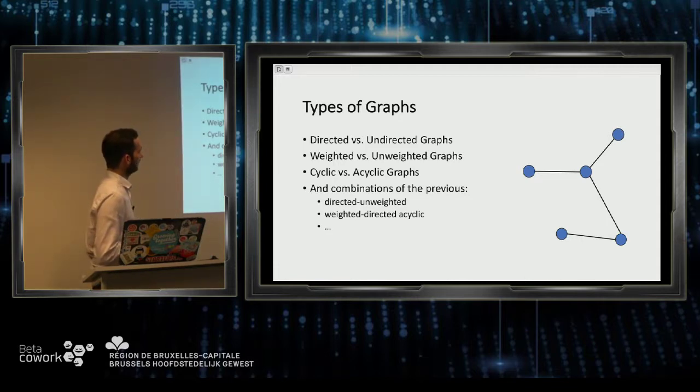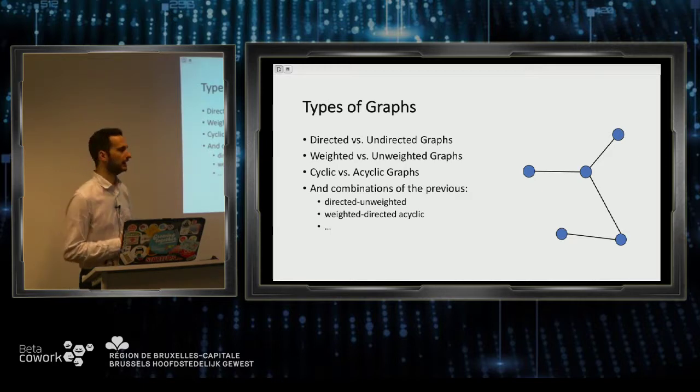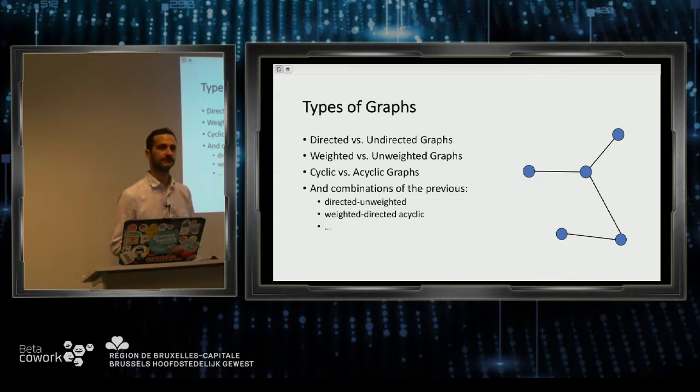We can also have cyclic and acyclic graphs, as well as combinations of these three categories, which are the main categories of graphs. For instance, we can have a graph which is directed but also unweighted, a graph which is weighted and directed, and acyclic, and so on and so forth. Do you have any idea of, for example, what is a directed versus an undirected graph?